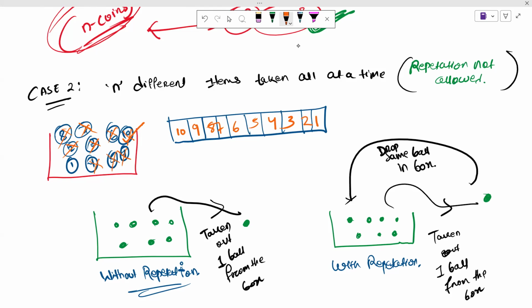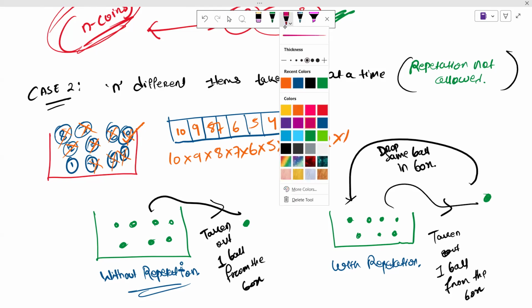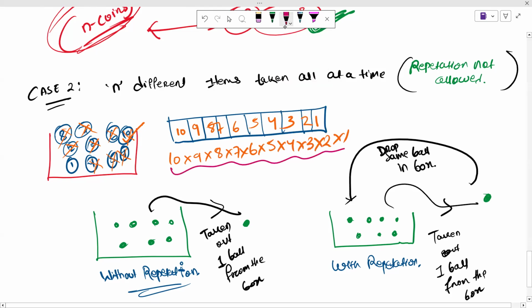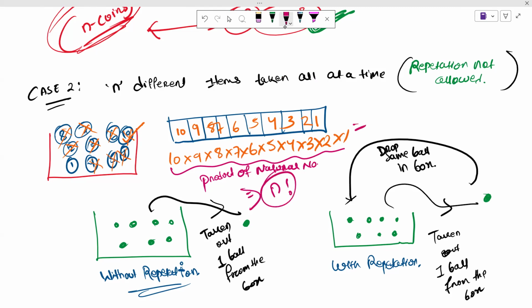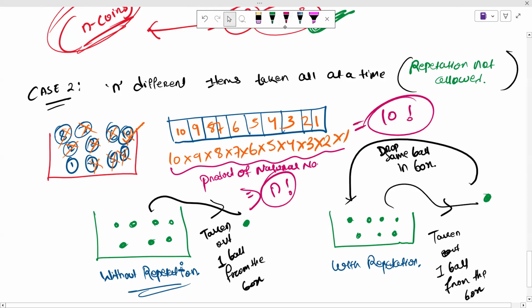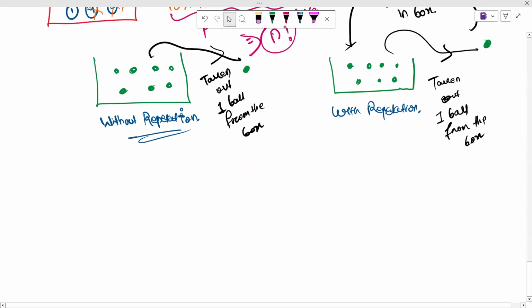So in case number 2, you are finding 10 multiplied by 9 multiplied by 8 multiplied by 7 multiplied by 6 multiplied by 5 multiplied by 4 multiplied by 3 multiplied by 2 multiplied by 1. Here a formula is created, which we already learned in standard 6 to 8: the product of natural numbers. This is n factorial, or here, 10 factorial. This is the point.